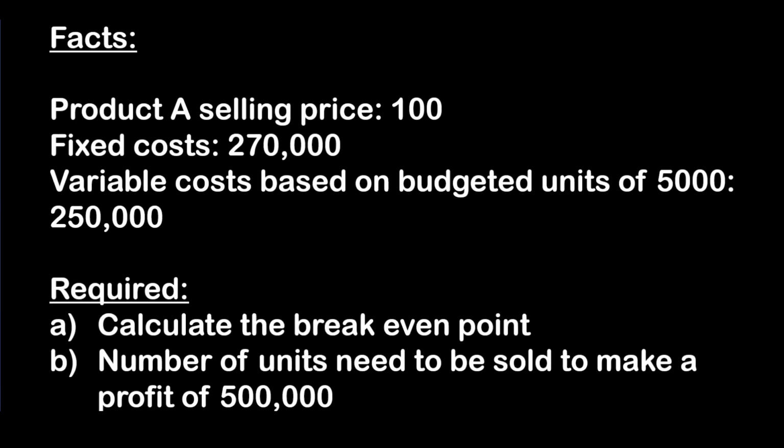So today I'm going to show you how to do break-even related questions. Okay, here's an example. What we know is the product A selling price per unit is 100. The total fixed costs is 270,000, and the variable costs based on budgeted units of 5,000 is 250,000. The first requirement is to calculate the break-even point, and the second requirement is to calculate the number of units needed to be sold to make a profit of 500,000.